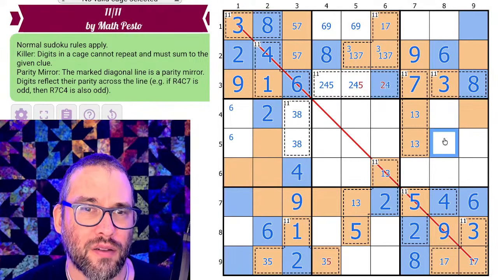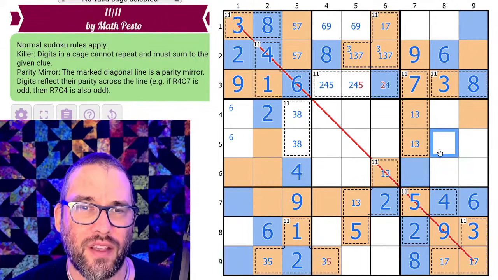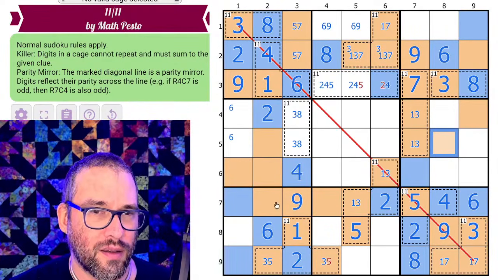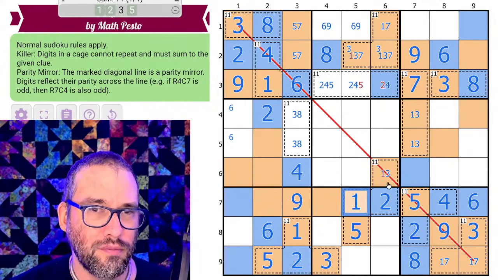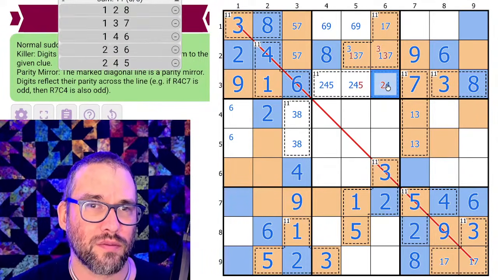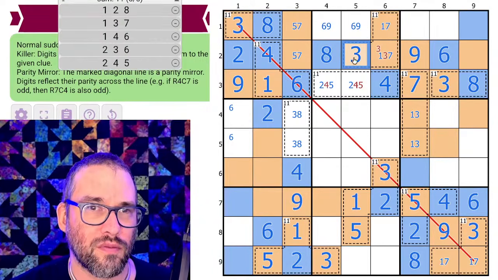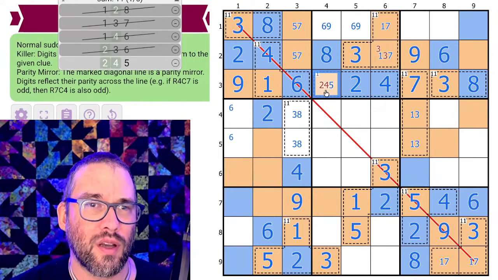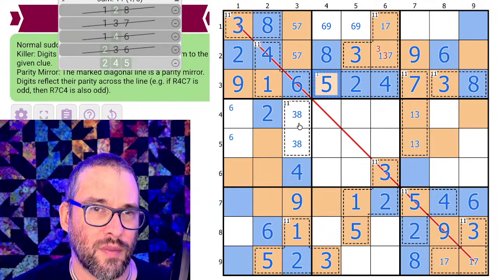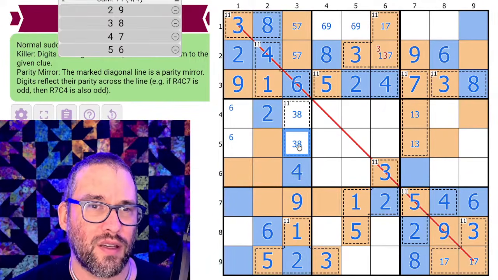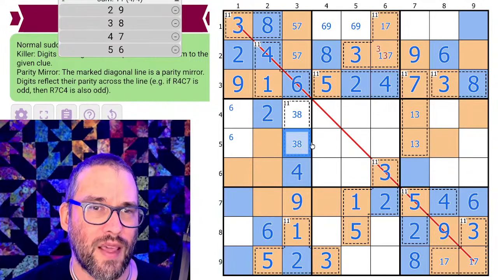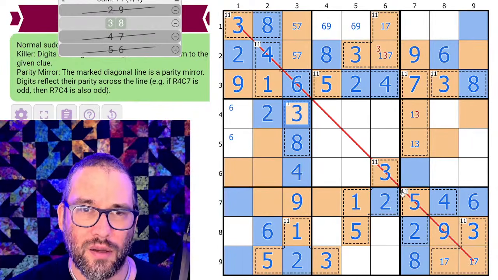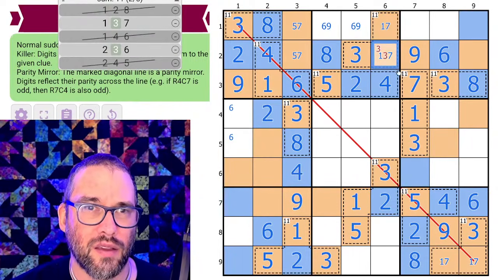Okay. Mirror. That is now even. That's odd. That all works out. This is now even. It's a 2. Odd, it's a 5. That reflects here. So this is the 8. That's the 3. Okay, 1 and 3.